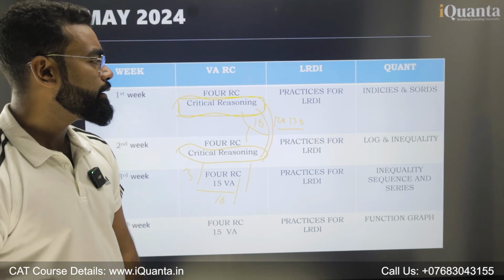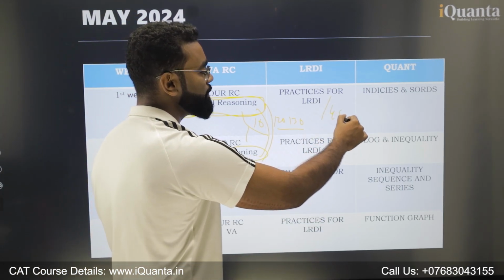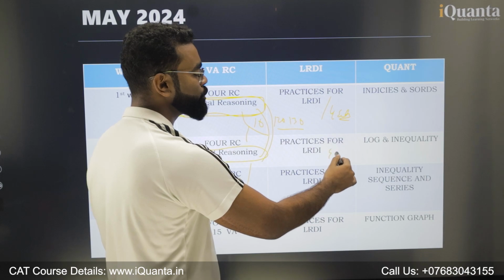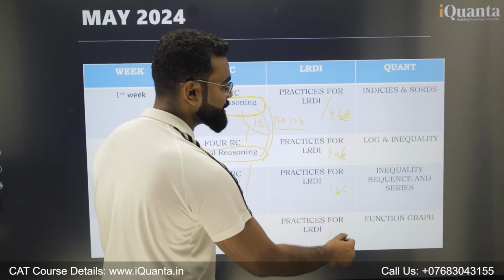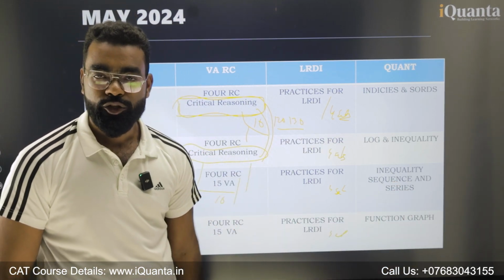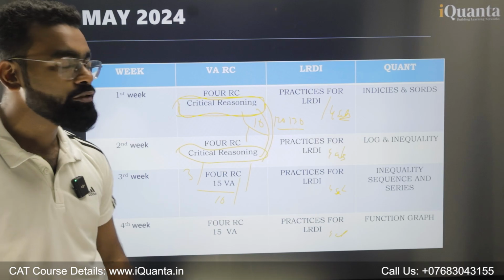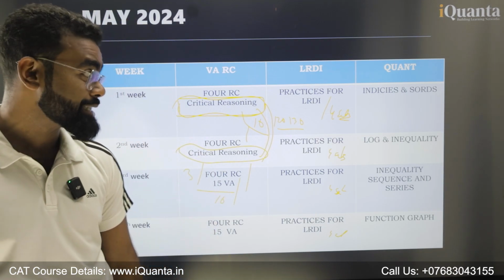Next is about LRDI. Again, practice. So do practice like 4 sets every day, obviously. This is all about practice, 4 sets every day, at least 3 sets. So 3 to 4 sets every day. So you can solve around 18 to 25 sets in a week, which is actually great in fact.